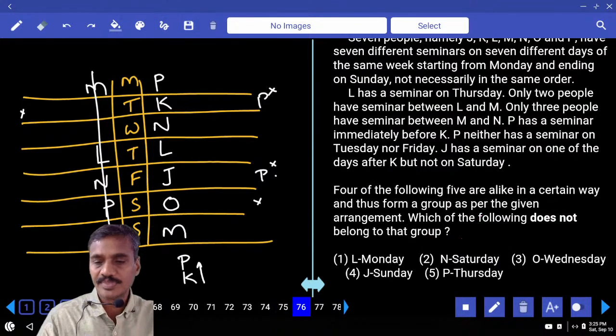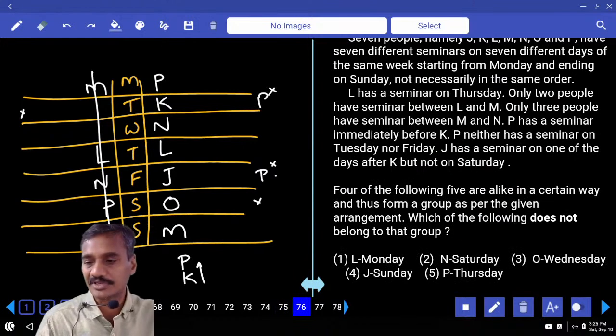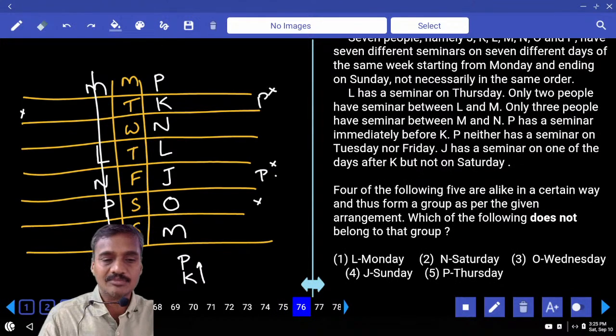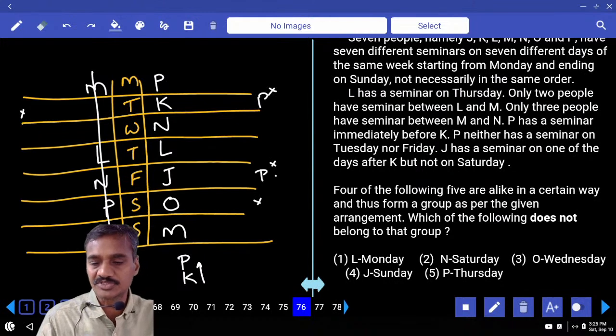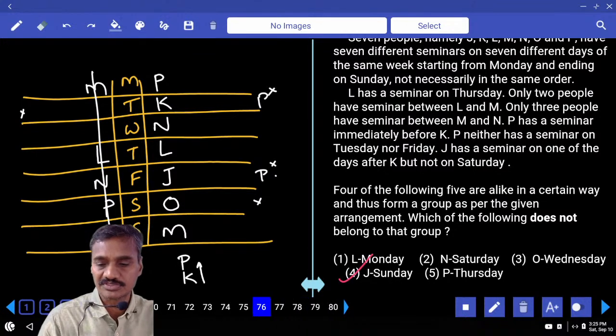And 76. 4 out of the following 5 is nothing but an odd man out. And L, Monday. L and Monday, there are 2 persons in between. N and Saturday. N and Saturday, there are 2 persons in between. O and Wednesday, there are 2 persons. J and Sunday. J and Sunday, there is exactly 1 person, choice 4, 76.